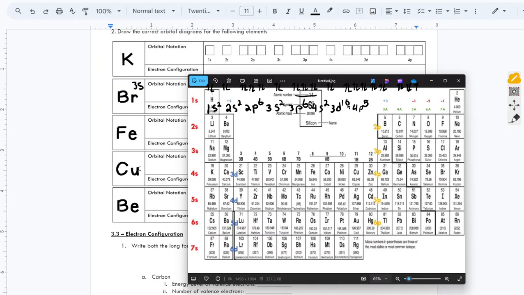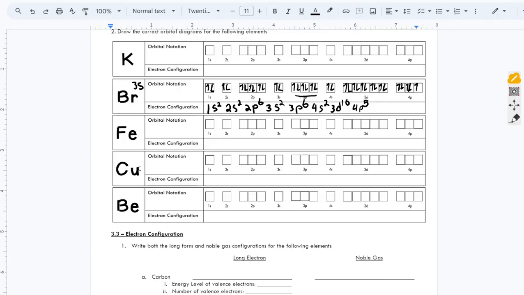Copper is right here. Copper is number 29. Not quite as many electrons, but still quite a bit. All right, copper has 29 electrons. So let's do this one. All right, we got 1, 2, 3, 4. Don't forget to do it like this. 5, 6, 7, 8, 9, 10, 11, 12, 13, 14, 15, 16, 17, 18, 19, 20.